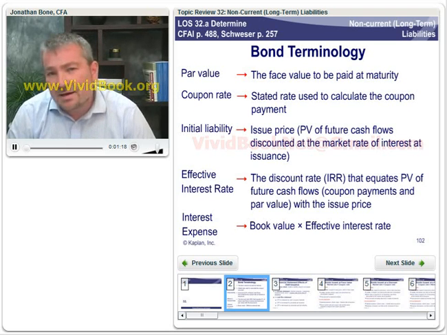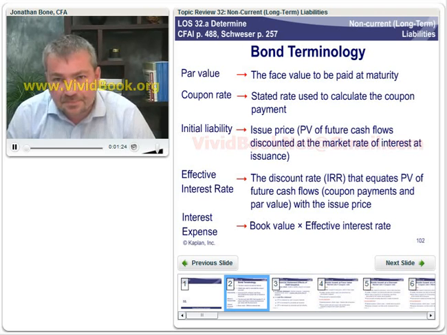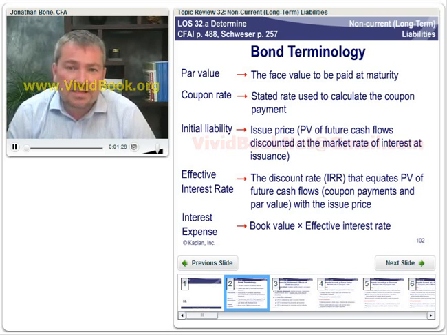Now, I said IFRS is subtly different. It is, because what we do is we take the issue price minus any costs of issuance. So you're going to get a smaller liability figure under IFRS than you will do under US GAAP.